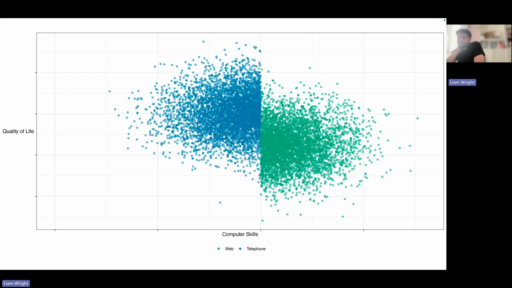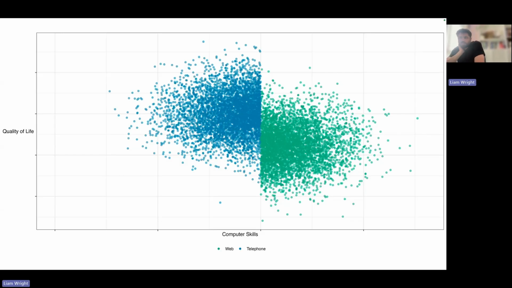So now on screen, I've got another data simulation to make this point. Here we have two variables, computer skills and quality of life, in a scatter plot with computer skills on the x-axis and quality of life on the y-axis. I've assumed that computer skills aren't subject to a mode effect, that regardless of whether you're interviewed by web or telephone, you would give the same response. But computer skills might be related to the preference that someone has for a particular mode.